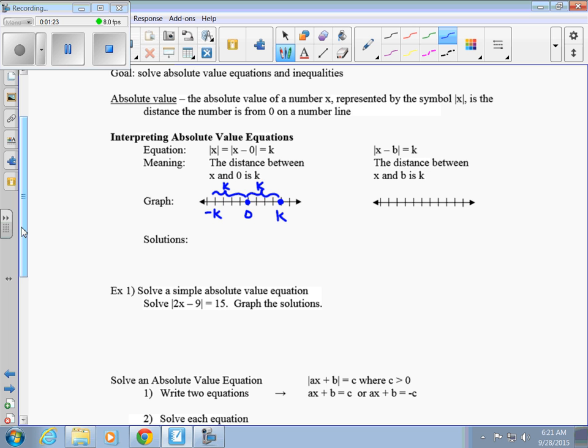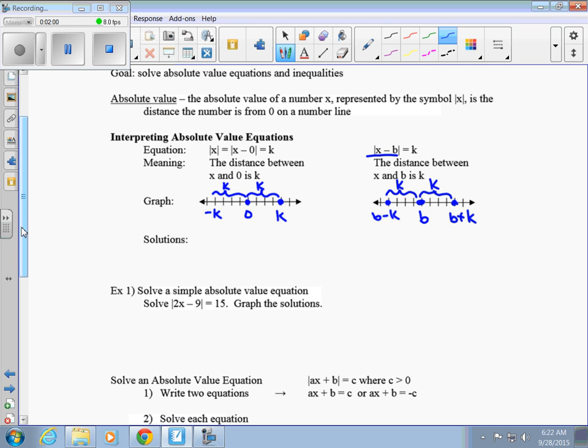The same thing is going to be true here. We have the absolute value of x minus b equals k. We put our point B here, because that's where we're starting from, and we go k units this way and k units this way. So the distance between them is the same. This would be the point B plus k, and this would be the point B minus k.